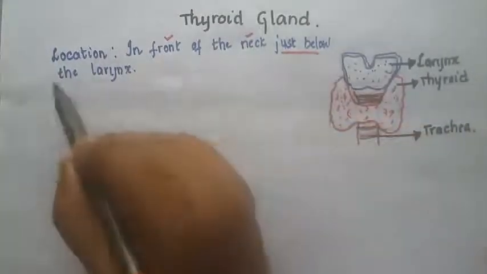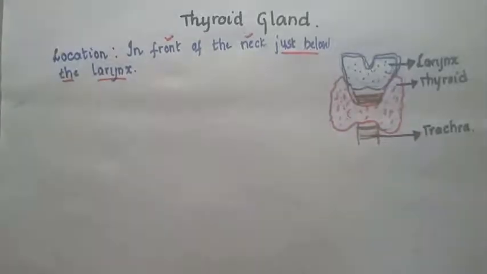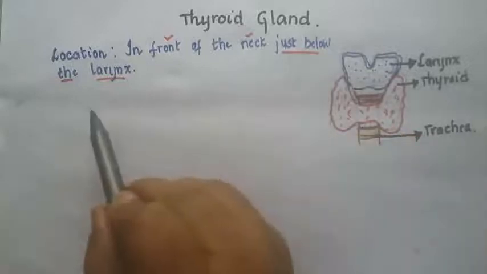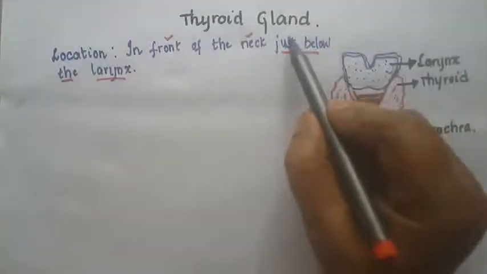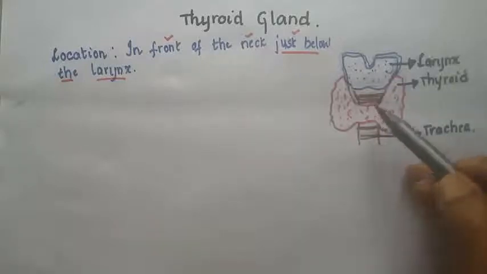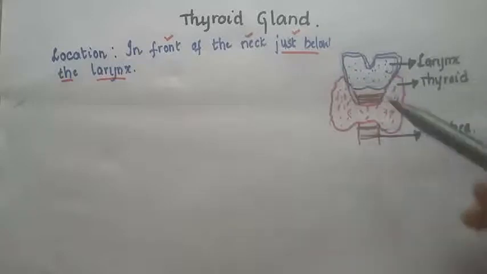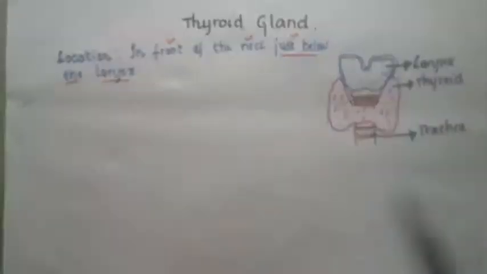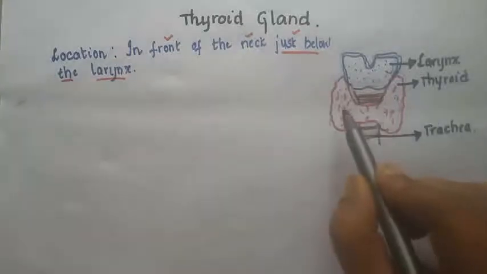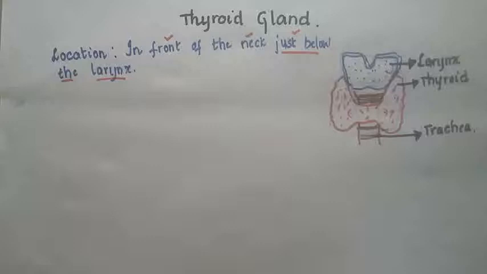So you have to be very clear that you mention it is found in front of the neck, just below the larynx. If you just write in front of the neck, below the larynx, again you will be losing marks. You have to write it as just below the larynx. So thyroid is a butterfly shaped endocrine gland situated in front of the neck, just below the larynx on the trachea. Children, the thyroid gland has two lobes.